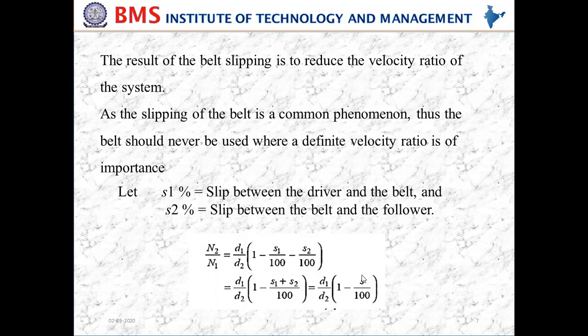Because of this there is a reduction in the velocity ratio. If S is equal to 0, when there is no slip, the velocity ratio is D1 by D2. If slip is occurring, say for example 10%, we will be getting 0.9, which means 90% of the velocity. So 10% is the loss in the velocity ratio. So slip results in reducing the velocity ratio. Wherever the velocity ratios are very important, these kinds of belt drives are not of much use, so we cannot use belt drives.